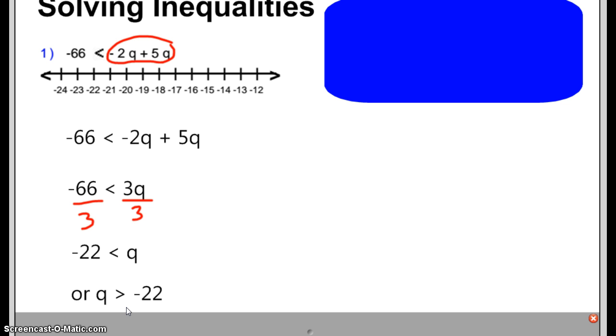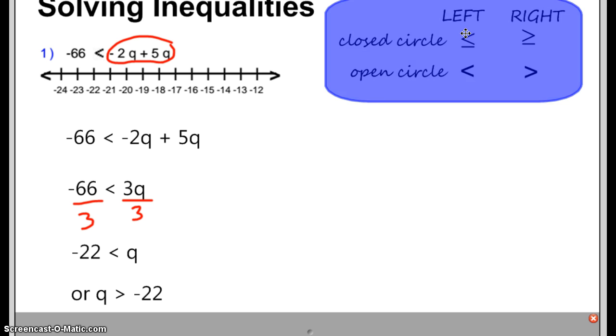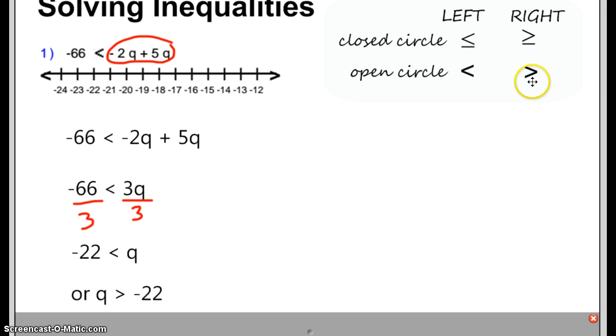Now, in order to graph my solution, I need to know whether I'm going to graph right or left and whether it's going to be an open or closed circle. So I've made some notes up here. It's a greater than sign, so I know I'm going to shade to the right as well as have an open circle. So, open circle at negative 22, shade to the right to indicate that all of those values will make this inequality true. All right, let's look at one more.